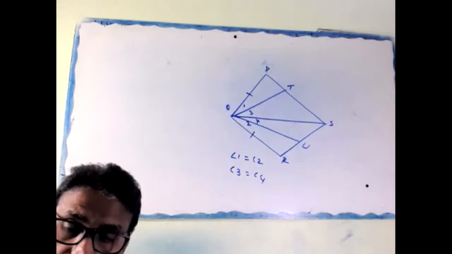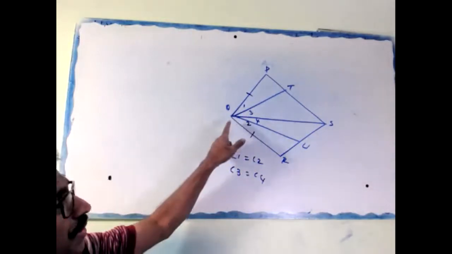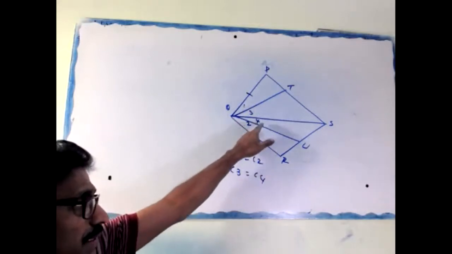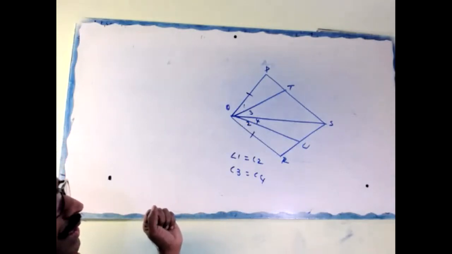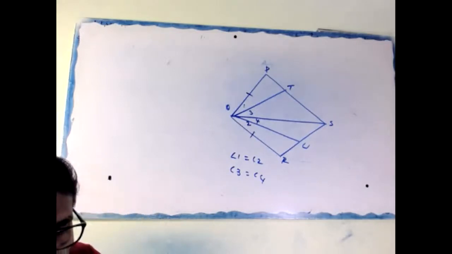Listen here. In the figure, we can see PQ equal to QR, angle 1 equal to angle 2, angle 3 equal to angle 4. What do you have to prove? QT equal to QU. Draw the figure, given, and what you have to prove.